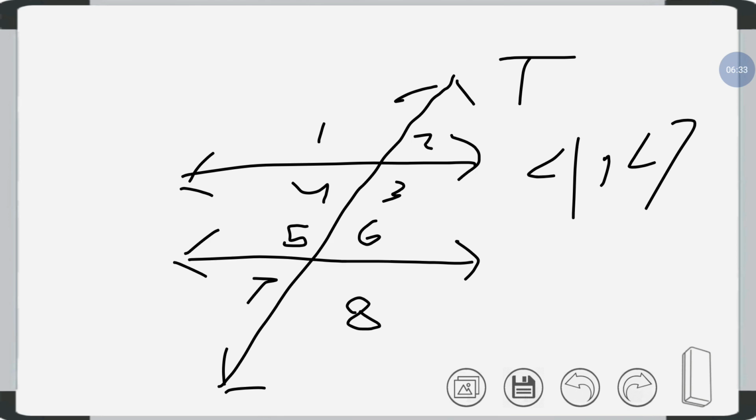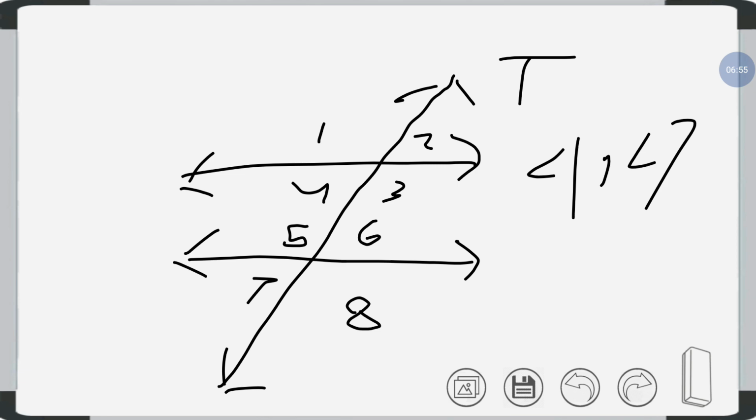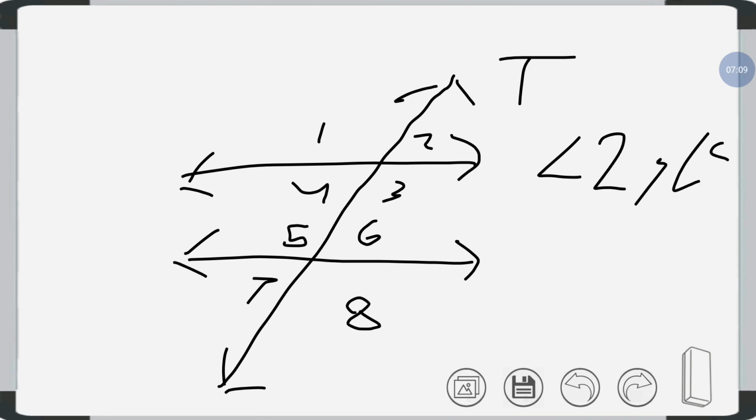For example, we can see they are both on opposite sides of the transversal and outside the intersected lines. It's the same as the alternate interior, but it's outside the two intersected lines, so we can call it exterior. Another example is angle 2 and angle 8. We can see it's the same over here.